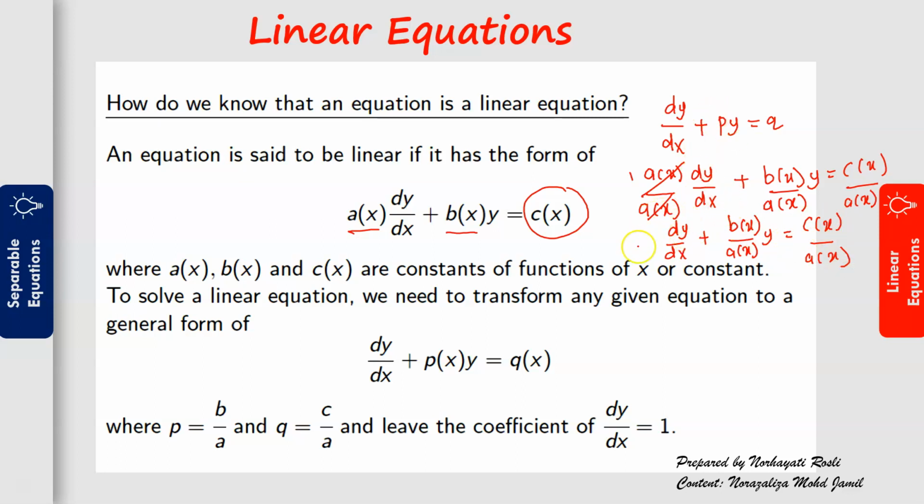And class, if you see, now the coefficient of dy/dx is equal to 1, and this term is some function p, which is a function of x, times y. So here, this one actually is p of x. And then we have equal to q, which means that this term is q of x. So by writing our equation in this form, we have written it in terms of the general form, where p equals b over a and q equals c over a, and we leave the coefficient of dy/dx equal to 1.